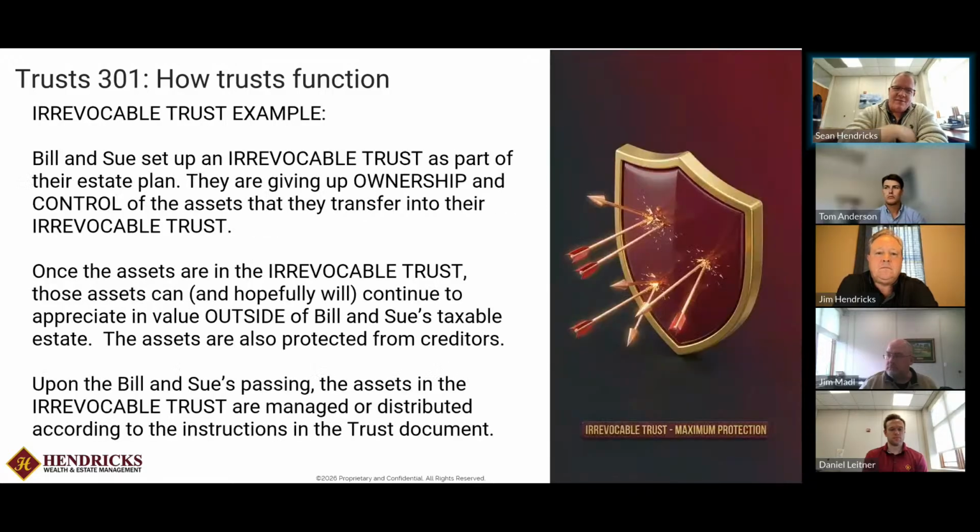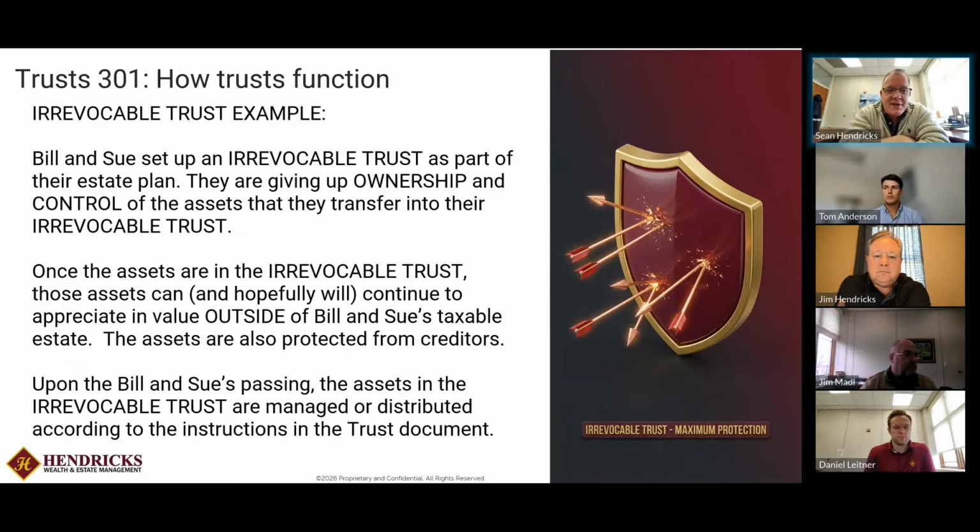So the flip side of the coin now is an irrevocable trust. The example or the use case here is that we have hypothetical people, Bill and Sue, who set up an irrevocable trust as part of their estate plan. Because they're using an irrevocable trust, Bill and Sue are giving up ownership and control of the assets that they transfer into that trust. Once the assets are transferred into that irrevocable trust, those assets can, and hopefully will, continue to appreciate in value outside of Bill and Sue's taxable estate.